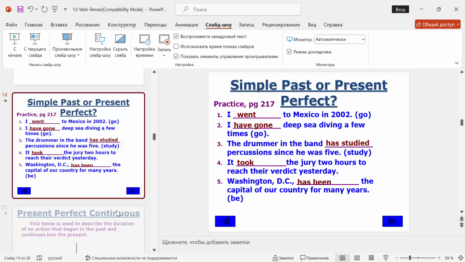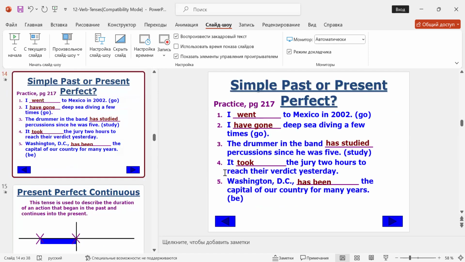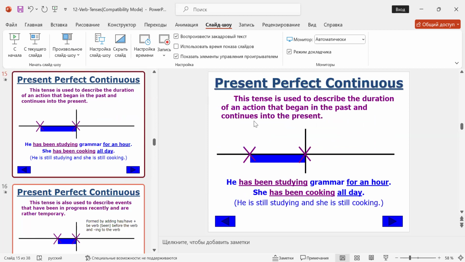Perfect tenses. There are examples of past simple or present perfect. I have written these examples and you have to practice on page 217. Next, present perfect continuous.